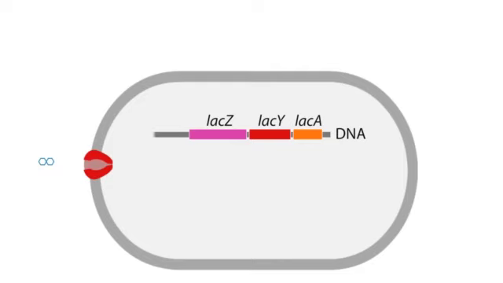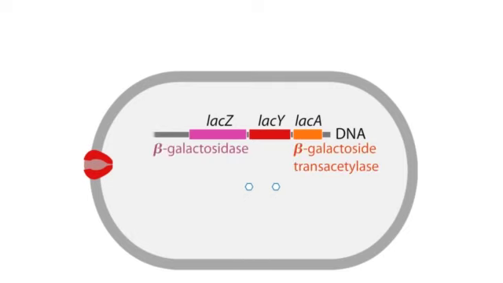These are called LAC-Z, LAC-Y, and LAC-A. LAC-Y codes for the enzyme that transports lactose into the cell. This enzyme is called the lactose permease. Once inside the cell, the lactose is split by the combined action of beta-galactosidase and beta-galactoside transacetylase, coded for by the LAC-Z and LAC-A genes.